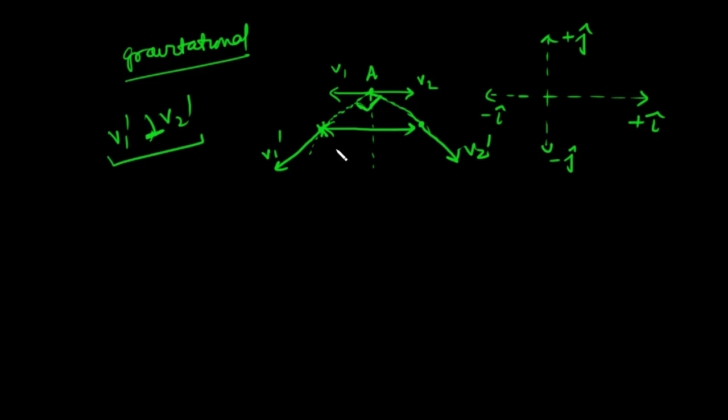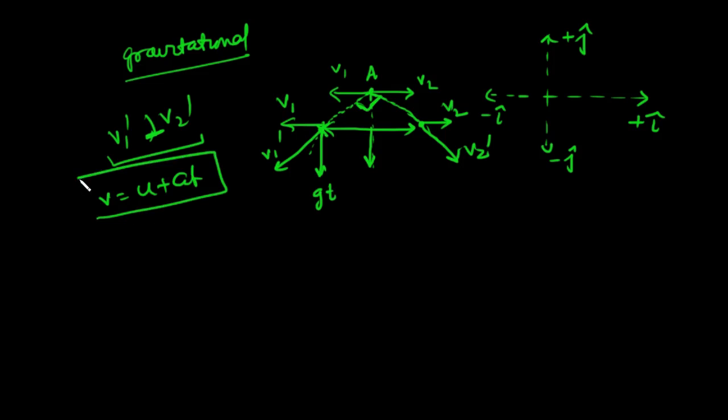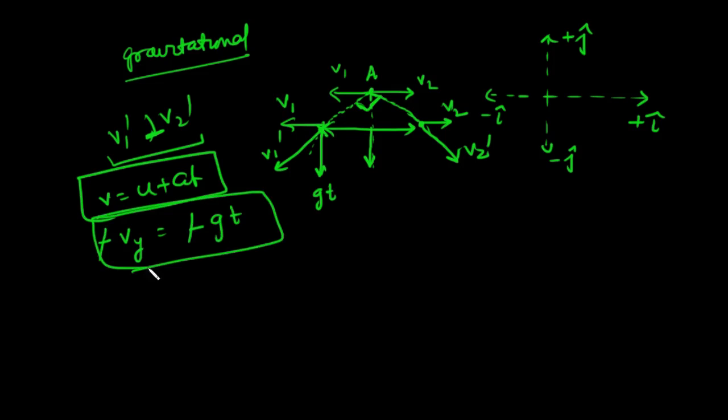You see, they are falling. This means horizontal velocity will not be affected by gravity, because gravity acts in the vertical direction. So horizontal velocities will be the same, v1 and v2. But their vertical velocities will differ. Here the vertical velocity will be gt, because v equal to u plus at is the first equation of motion. Since the body is going down, velocity is down, initial was 0, so minus vy equal to minus g into t. So vy equal to gt. This is the magnitude. And here also it will be gt, because the time is the same.